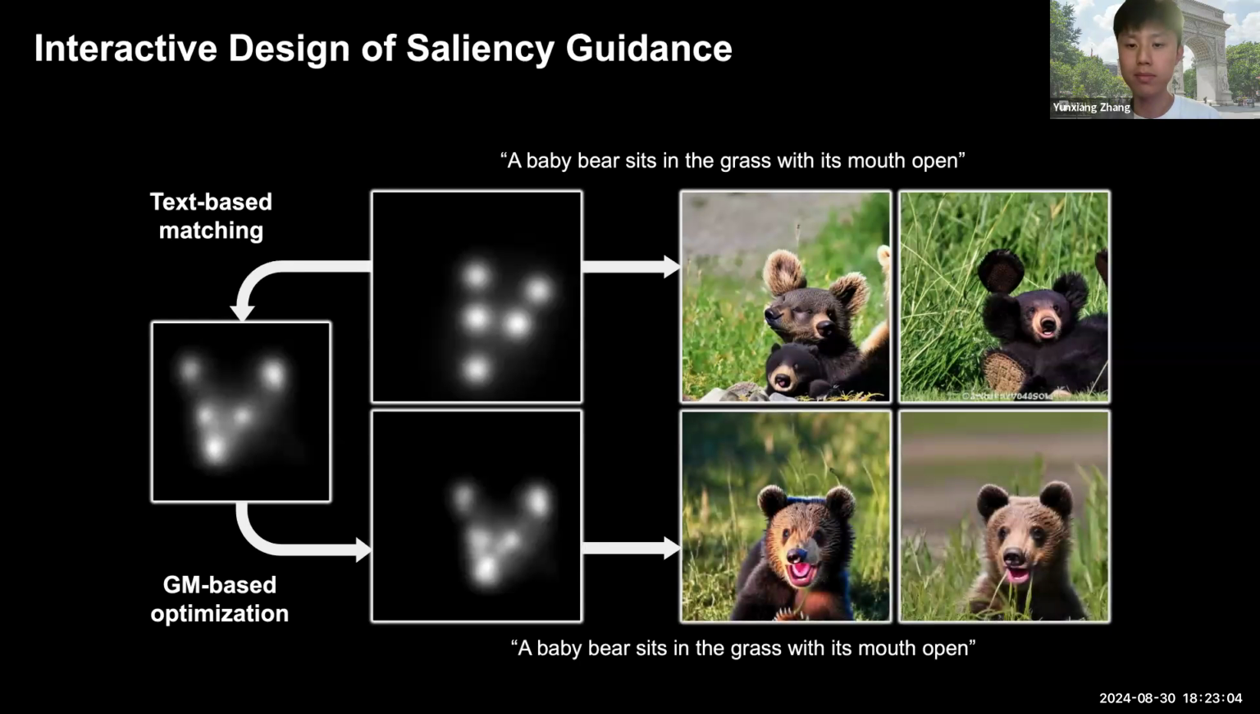As you can see on the bottom row, after optimizing the tentative saliency map to be more compatible with the text prompt, our model was able to generate naturally looking baby bears without artifacts while maintaining the desired saliency layout. Due to the time constraint, I'm not going to go into the details of our implementation here. Please refer to our manuscript for more information on this.